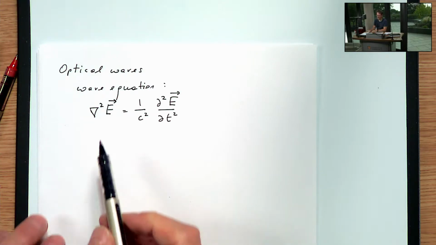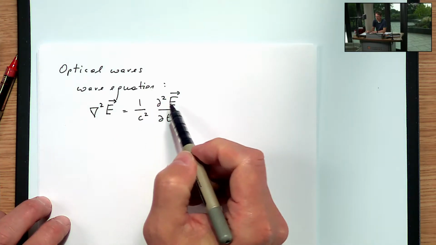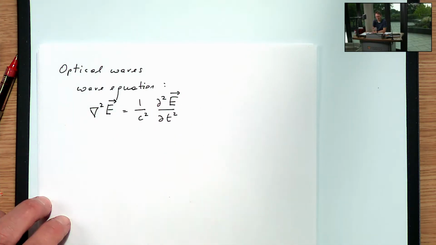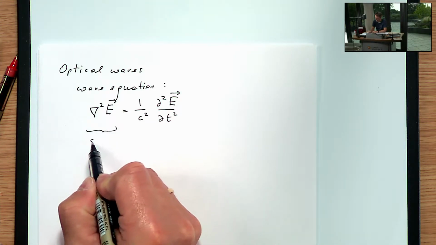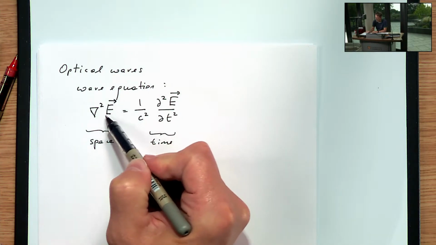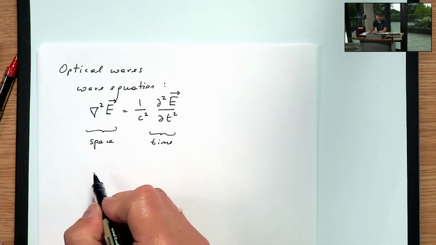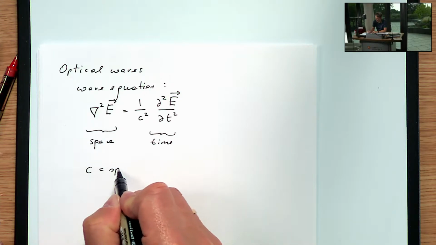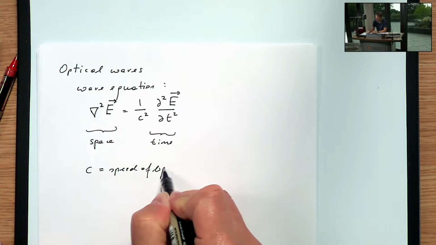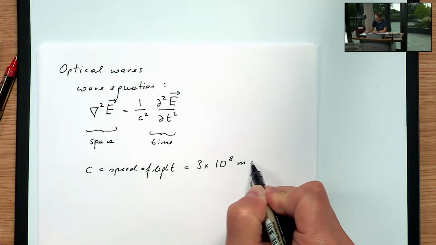So what you have is a spatial derivative on the left-hand side of the equation, and a temporal derivative on the right-hand side of the equation. I'll just call this space, and I call this time. And E is called the electric field. C is called the speed of light, C, speed of light. And that is equal to 3 times 10 to the 8 meters per second.